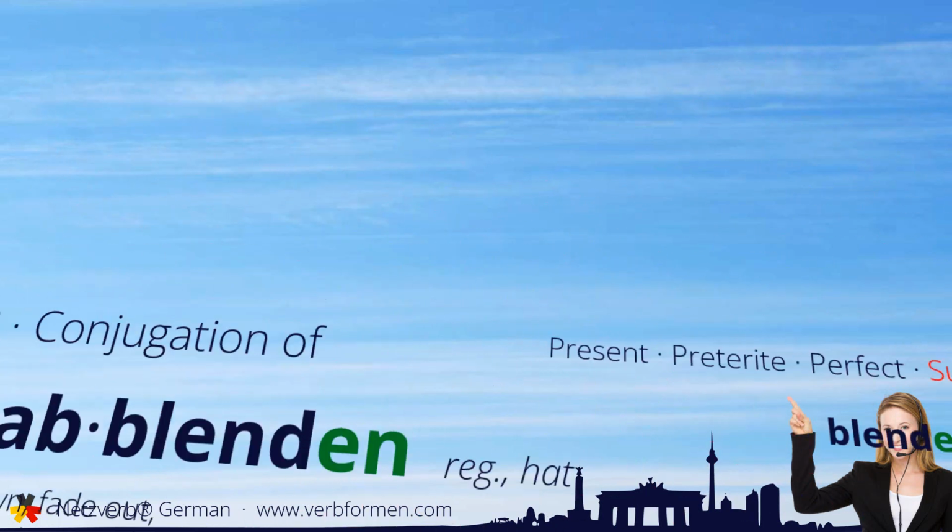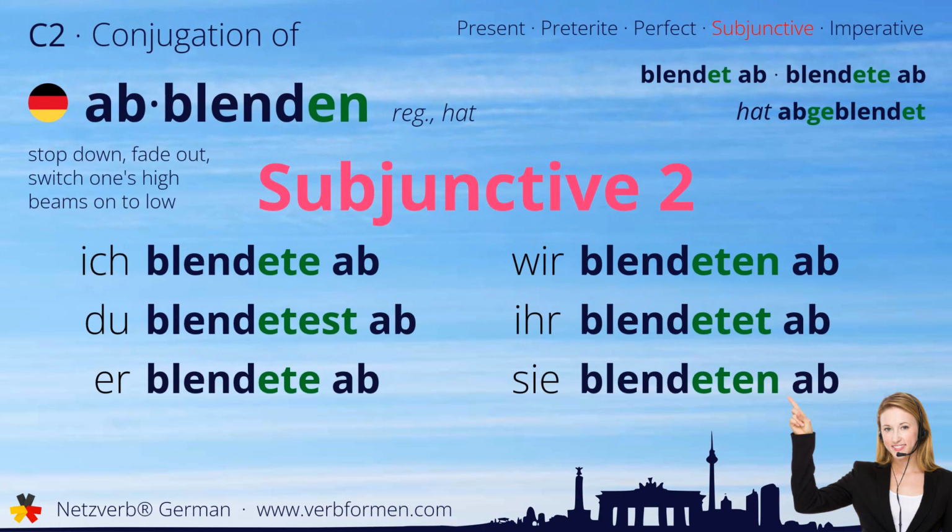Now we move on to the subjunctive two. Ich blendete ab. Du blendetest ab. Er blendete ab. Wir blendeten ab. Ihr blendetet ab. Sie blendeten ab.